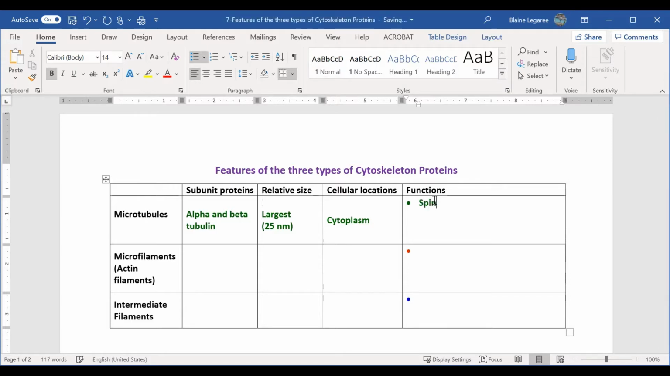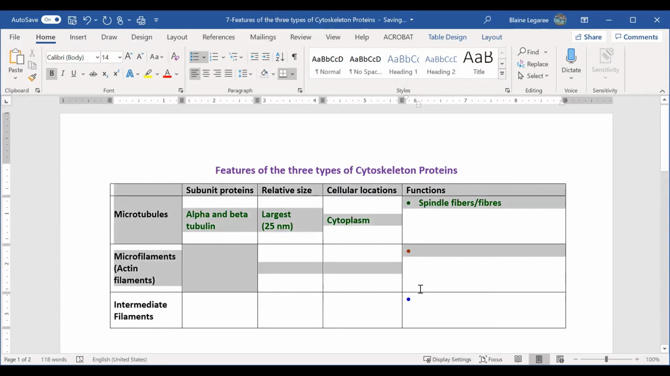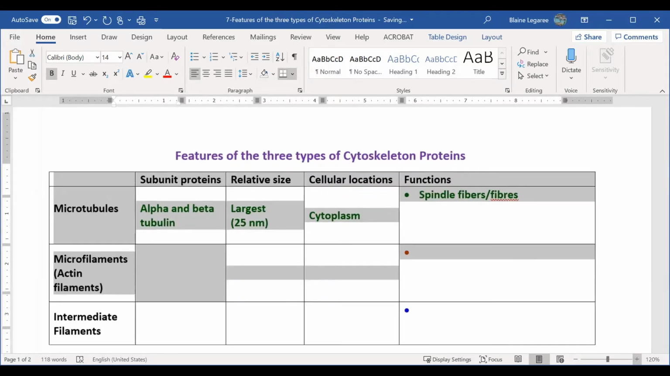So one specific function that we did talk about already were spindle fibers. By the way, you can write fibers either way. It's up to you. The British way is R-E-S, and the American way is E-R-S, and we're Canadians, and sometimes we don't know where we belong. I think I like the British English a little bit better, but it really doesn't matter how you want to spell that.